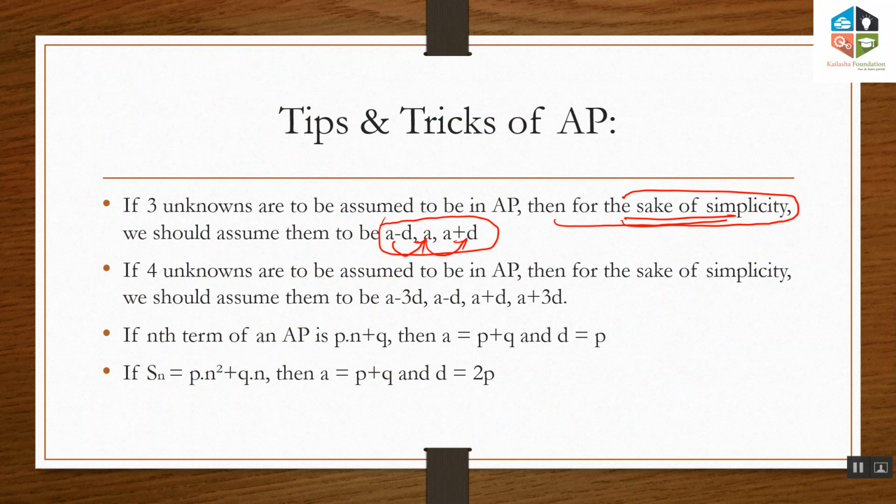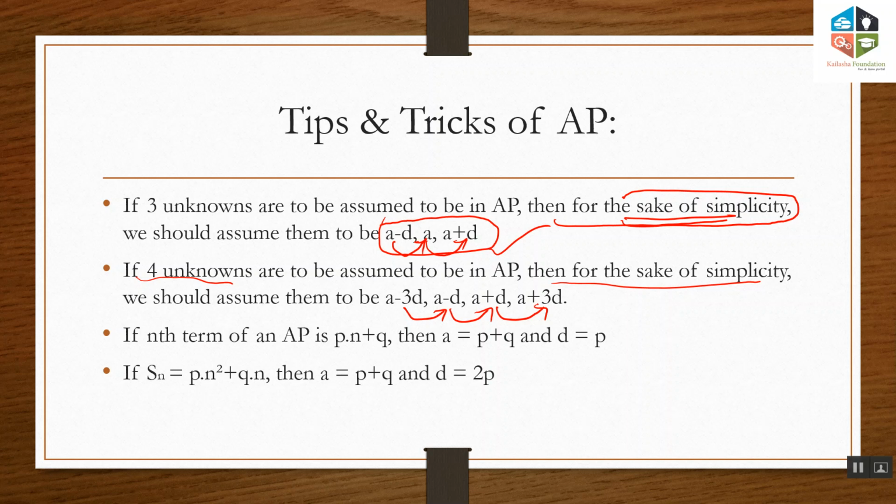If three unknowns are to be assumed to be in AP, then for the sake of simplicity we do this, and if four unknowns are there, then for the sake of simplicity we assume them to be this. So why is there a difference of 2d? Doesn't matter. There is a difference of 2d. You add 2d to this, you get this, then again 2d, then again 2d. Is there a common difference or not? Yes. The common difference is maintained? Yes. The definition is satisfied? Yes. Then it is an AP? Yes. If you add these, d is cancelled out? Absolutely. Then what is the problem? Got my point? We have to make the problem simpler.